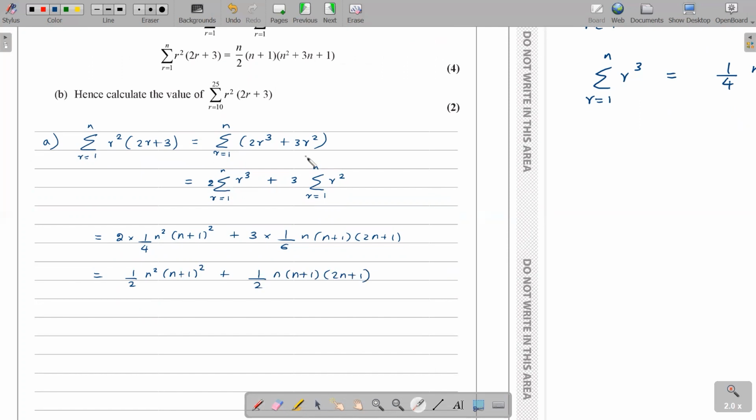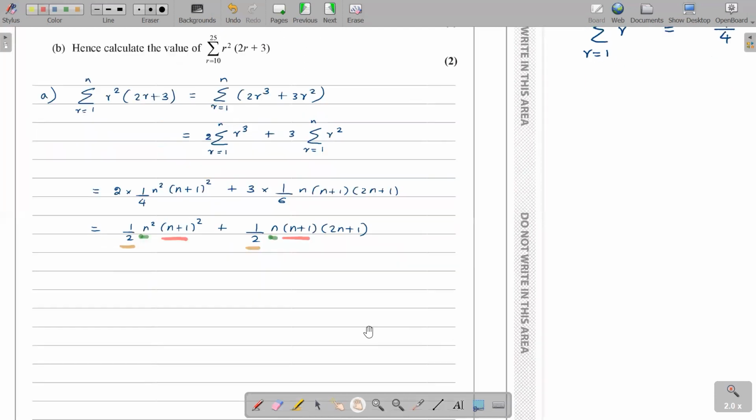Now you can see in the show that, half is taken out, the n is taken out, there's n plus 1. So you can see here half is common to both. What else is common? n is common. We can take a single n and we can also take a single n plus 1. A single n plus 1 can be taken out, right?